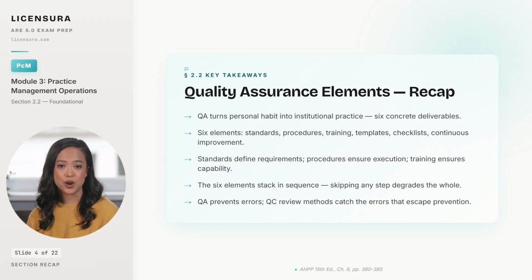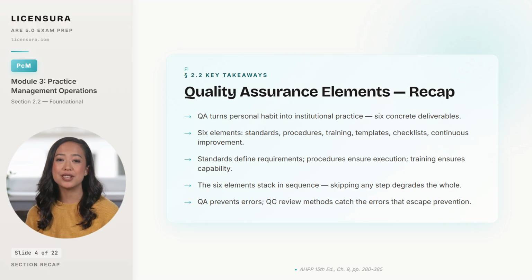5 takeaways from quality assurance elements. First, QA turns personal habit into institutional practice through 6 concrete deliverables, not slogans, not one-time audits, but ongoing artifacts the firm maintains and trains against. Second, the 6 elements are standards, procedures, training, templates, checklists, and continuous improvement, and recognizing the list on site is exam-testable knowledge. Third, the relationships among them matter.